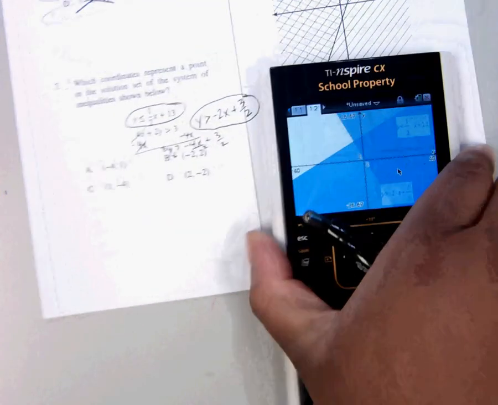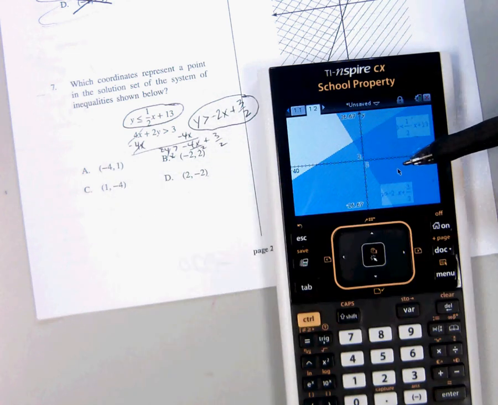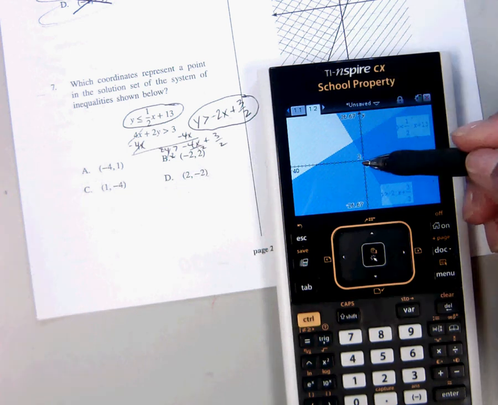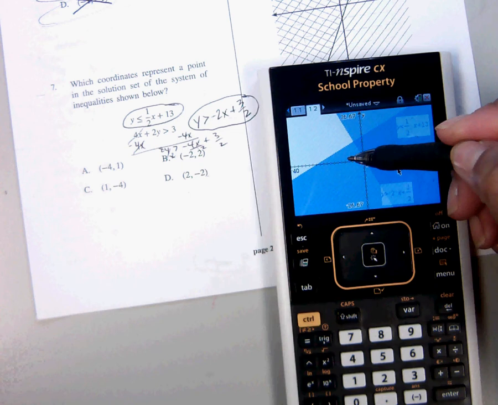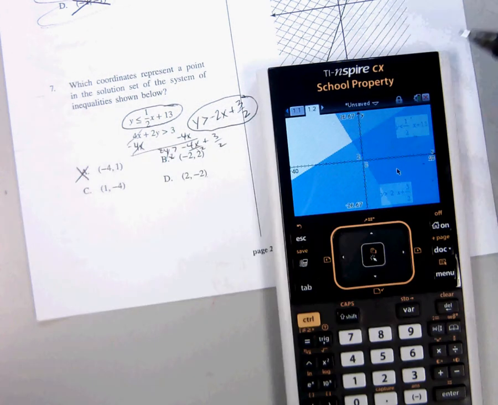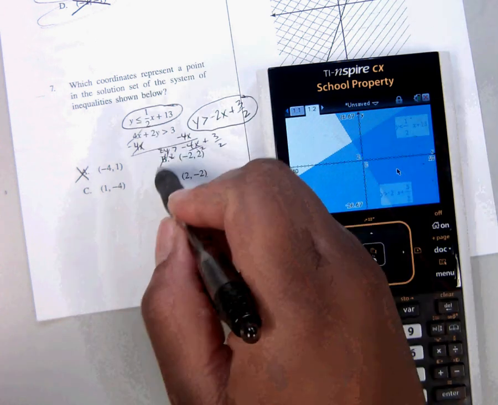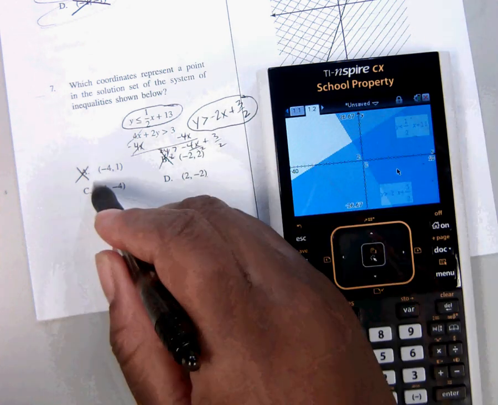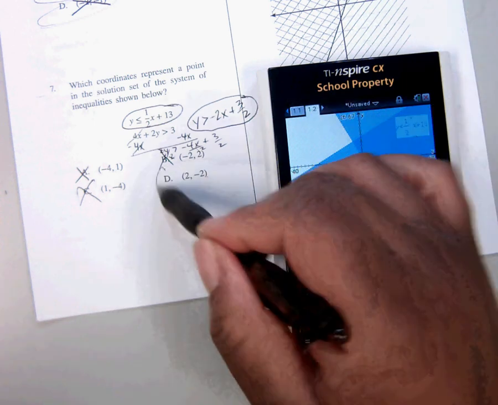I want to know which of these points is in this region. So let's try -4, 1. So let's go -4, 1, 2, 3, 4, +1, and it's not. Let's do -2, 2, -2, +2, and it is not either. Let's try 1, -4. No. Let's try 2, -2. Looks like we got it.